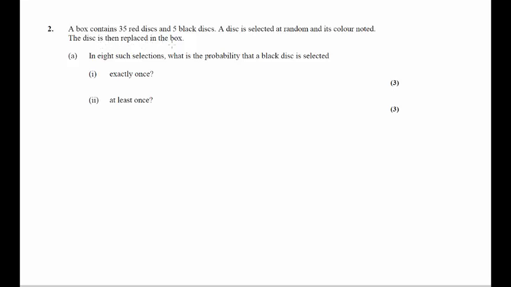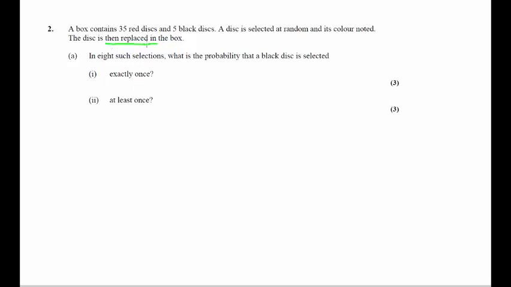Question 2 is that a box has red and black discs, and a disc is selected at random, the color is noted, and then the disc is replaced. And it's important that they tell you that the disc is replaced, because that means each trial, or each time you select a disc, is independent of what happened before. So the probabilities of each time you put your hand in the box is independent of the previous.